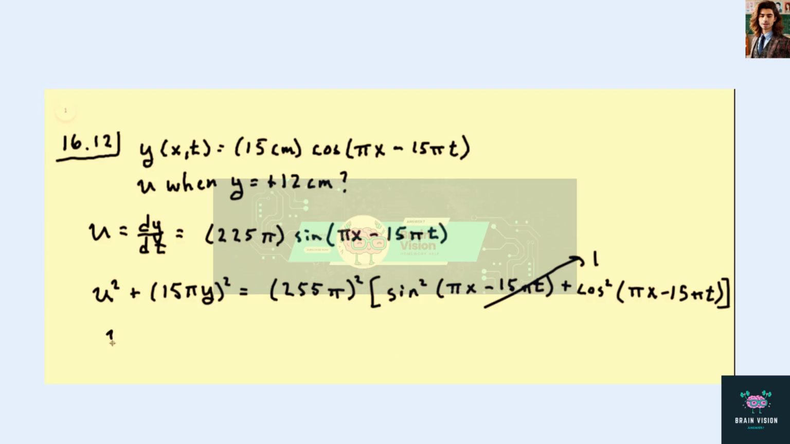So if we then just solve this for u, so we have u squared plus 15 pi y quantity squared equals 225 pi squared, then u is just going to be the square root of 225 pi squared minus 15 pi y squared.